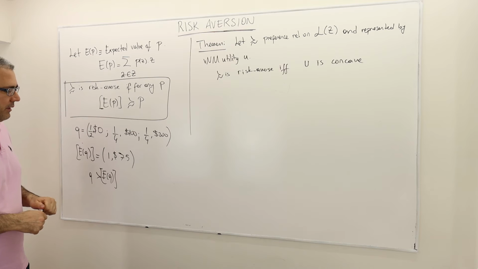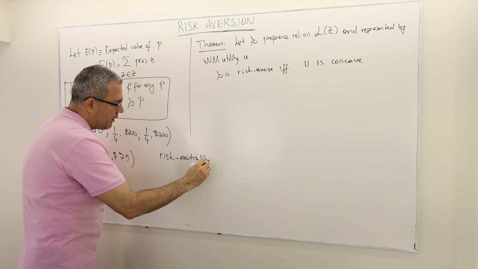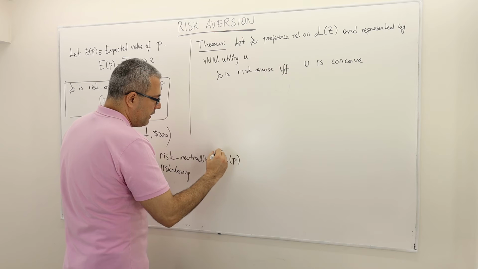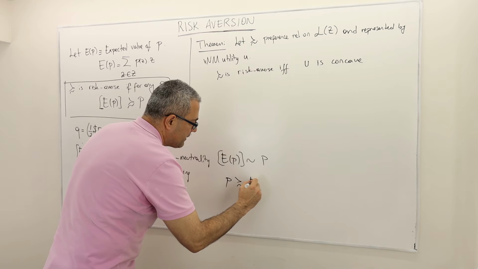Now let me also say a few things about, because those concepts are defined in some other textbooks, risk neutrality versus risk loving. Well, we can define risk neutrality as E of P is indifferent to P, and risk aversion as E of P is at least as good as P.